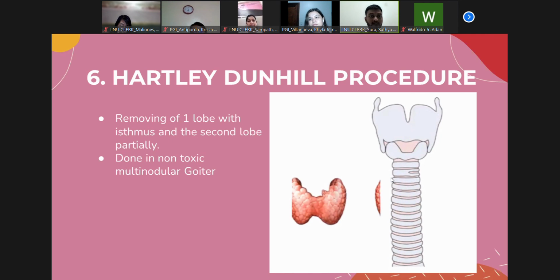The last one is the Hartley Dunhill procedure. The removal of one entire lateral lobe with the isthmus and the partial or subtotal removal of the opposite lateral lobe will be done in this procedure. This will be mostly done in non-toxic multinodular goiter. Next.